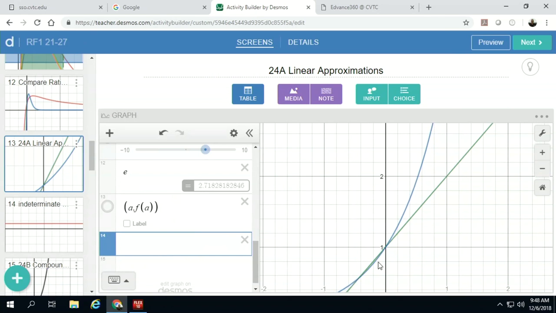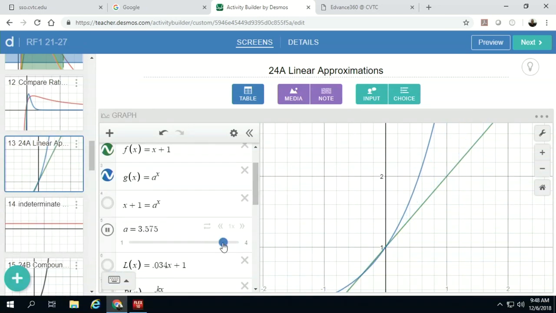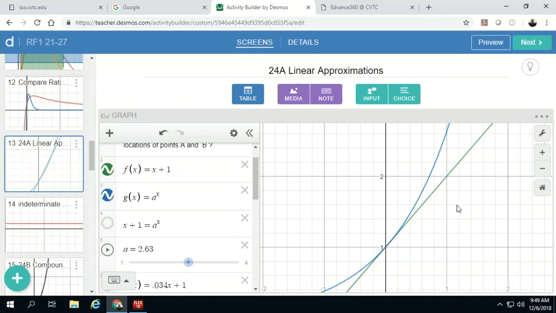But if you notice here, it fluctuates between being above it and being below it. So let's try to get it so that our point of intersection is really, really close to 1 here. So I have to go a little bit bigger than 2.1, 2.3. So you see how that point is getting closer and closer and closer. I'm going to stop right there for just a second. And then I'm going to go to page 320, number 3.